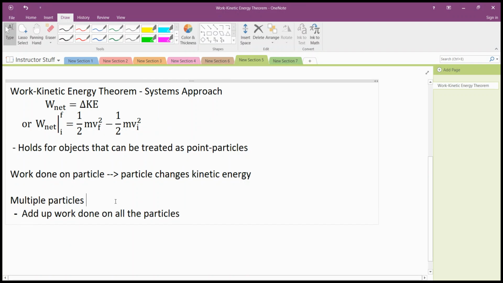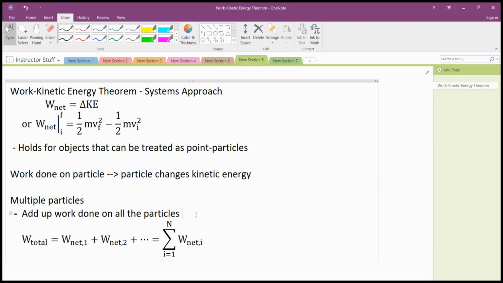To do that, all you have to do is add up the work done by all the forces on each particle and add up all those works together, and that will be the total work done on all the particles. As you can see below, we add up the net work done on object 1, the net work done on object 2, and so on, from i equals object 1 to object n, and we get the total work done on all the particles. We can do this because, remember, the work kinetic energy theorem holds for one particle.